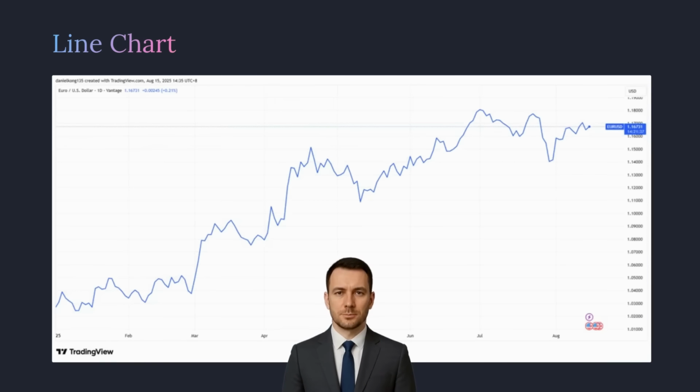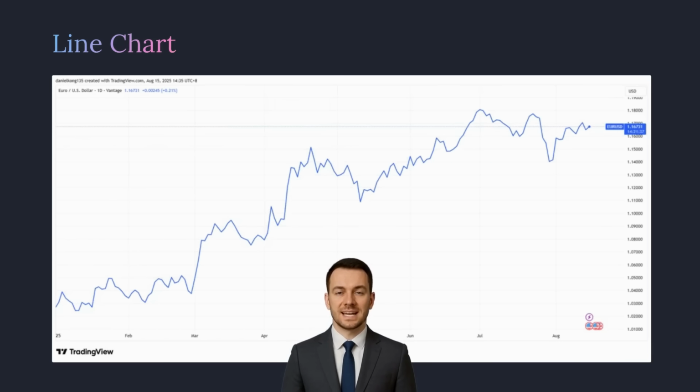A line chart is the simplest form of price chart. It plots a series of closing prices and connects them with a continuous line. In a line chart, only the closing price for each period is shown, ignoring the open, high, and low prices. The result is a clean, easy-to-read line that shows the overall price trajectory, or trend, over time. Line chart example: a simple line chart for EUR/USD, plotting only the closing prices over several months. Notice how the blue line provides a clear view of the overall trend, without showing intra-period highs and lows.